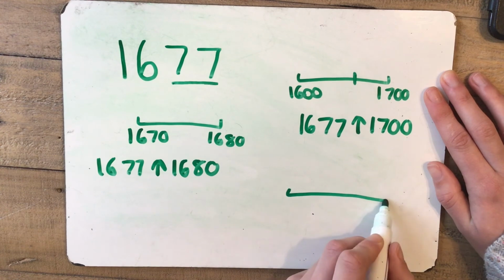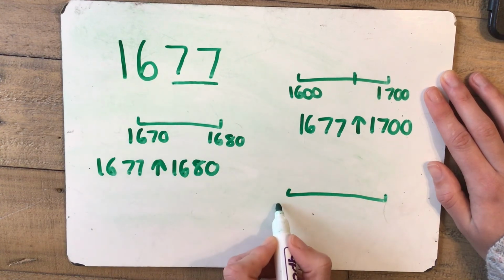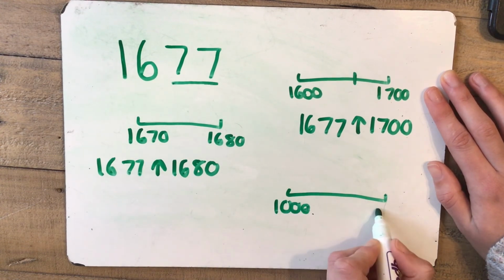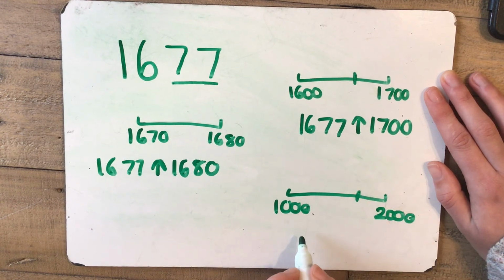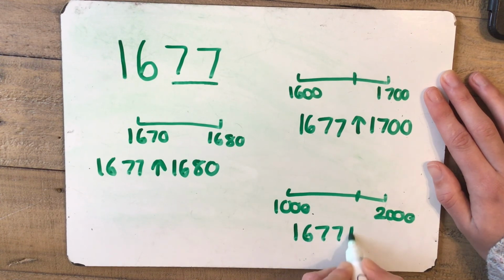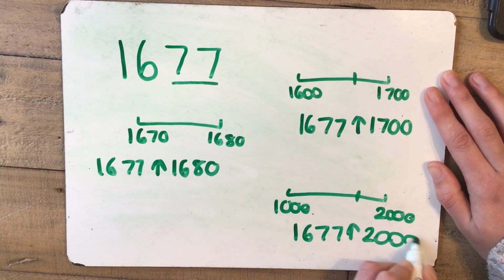Then what if it wanted me to round it to the nearest 1,000? So my number line this time would have 1,000 down here and 2,000 up here. And of course it's in the same place on my number line roughly, so it's going to be rounded up to 2,000.